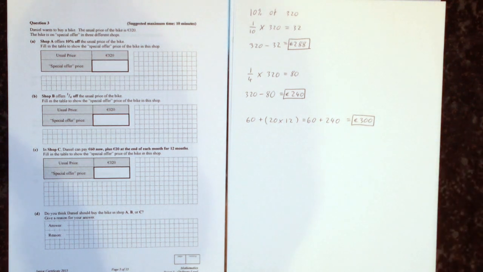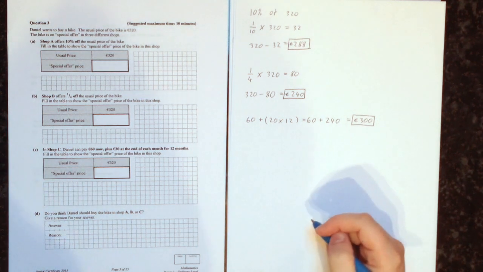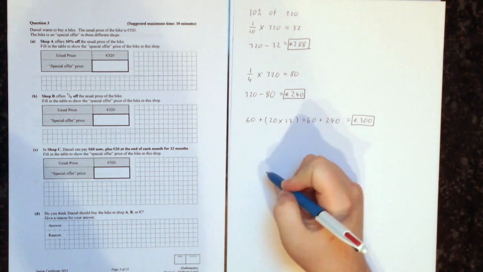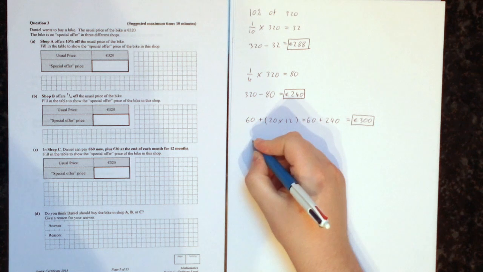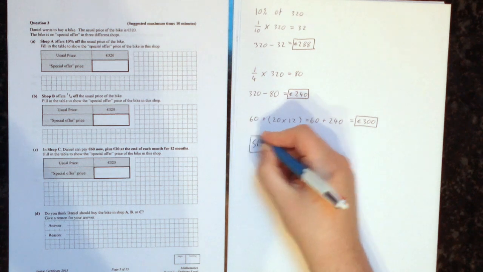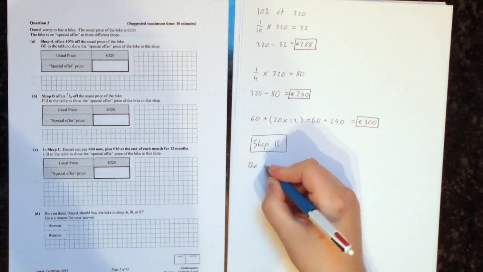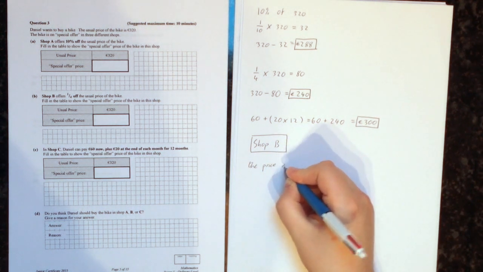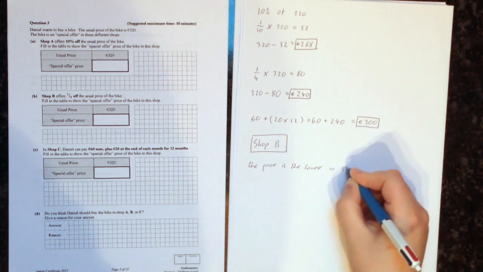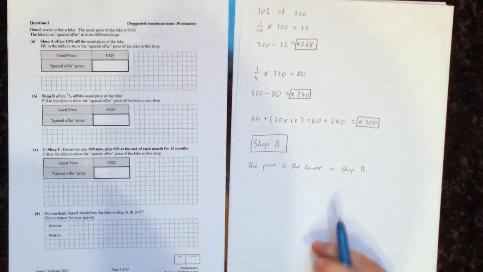Part D says, do you think we should buy the bike in shop A, B, or C? And we have to give a reason for our answer. So the answer is we should buy the bike in shop B because the price is the lowest in shop B. So our answer is shop B. The reason is because the price is the lowest in shop B. So that is our answer and our reason.